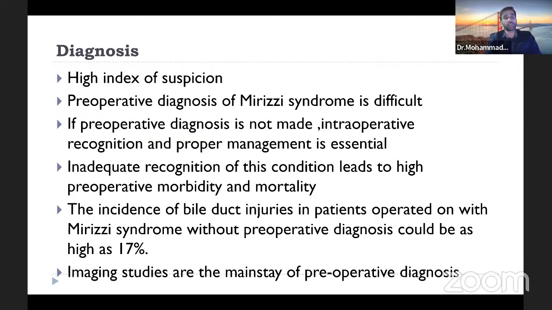A high index of suspicion should be maintained because it's very rare and pre-op diagnosis is difficult, as it is often not made. Intraoperative recognition and proper management is essential. Inadequate recognition of this condition leads to high pre-op morbidity and post-op mortality. The incidence of bile duct injury is high in these patients, and without pre-op diagnosis could be as high as 17%. Imaging studies are the mainstay of pre-op diagnosis.